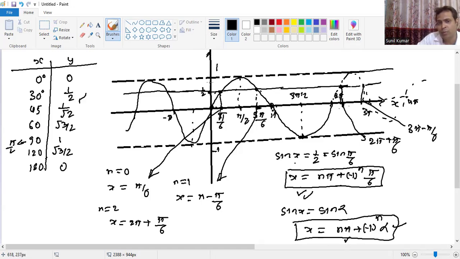Suppose here we have some value, say this value is going to be root 3 by 2, like 0.86. If you draw the parallel line again, you'll get the same different angles here. The same value we got here, we get again here. So again we'll get the general value. So this is the basic sine graph.